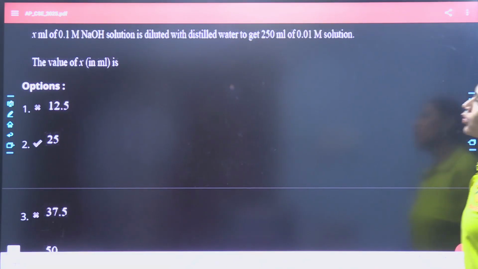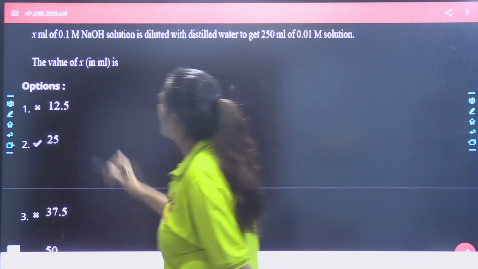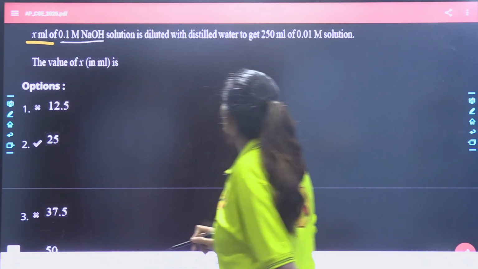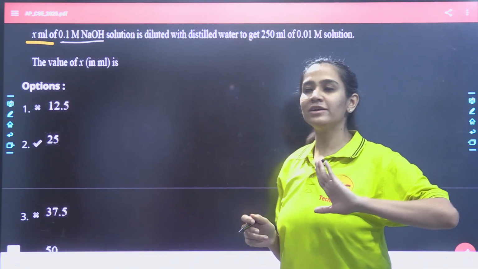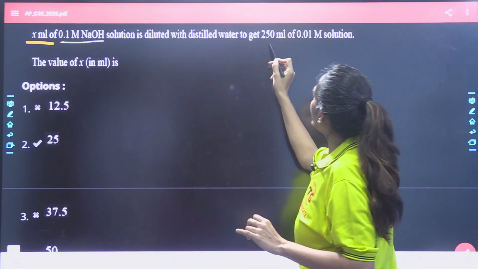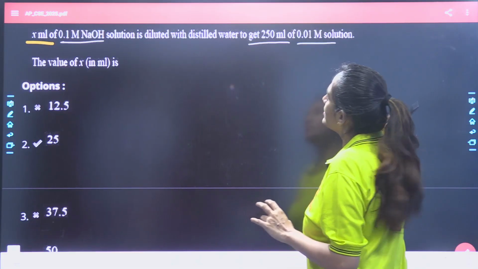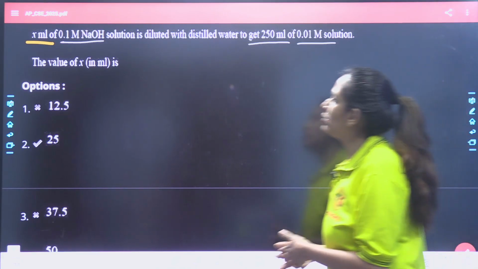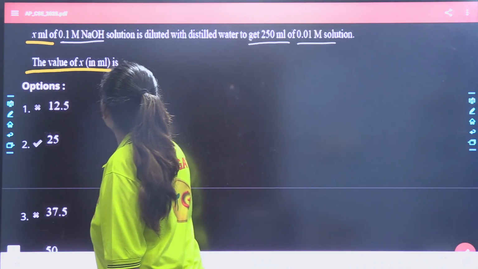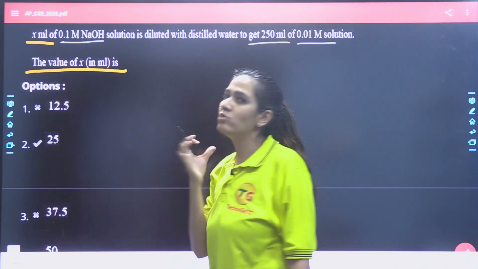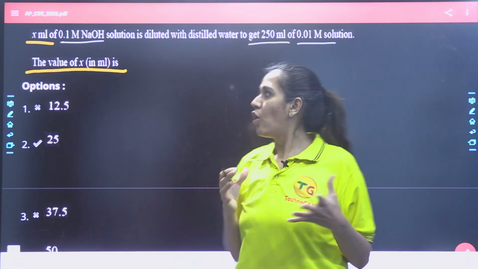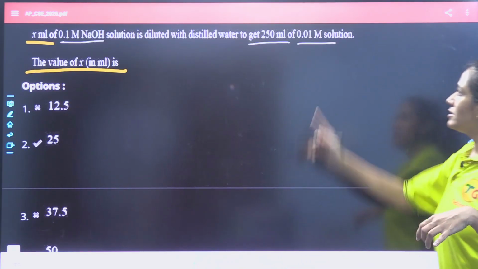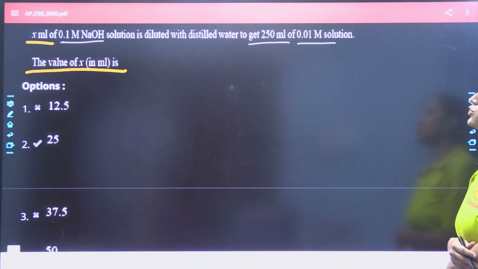See, x ml of 0.1 molar NaOH solution is diluted. Diluted means we added water in this solution to get 250 ml of 0.01 molar solution. Then the value of x is. Here we need to tell the value of x, meaning how much volume of 0.1 molar NaOH we would require for converting the solution into 0.01 molar.